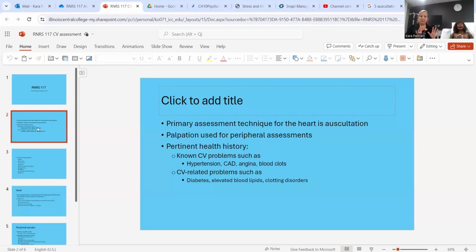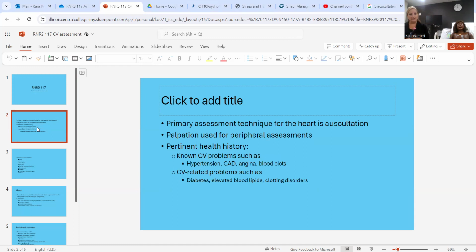You will use palpation for peripheral assessment. So there's a little bit of core up here near the heart, but then you're also going to look all the way down far away from the heart also and assess circulation because that does reflect upon the heart.